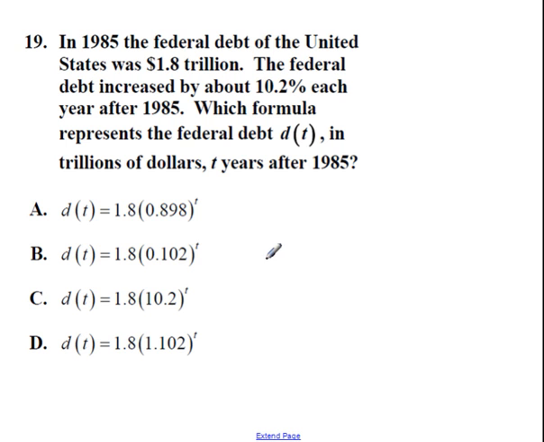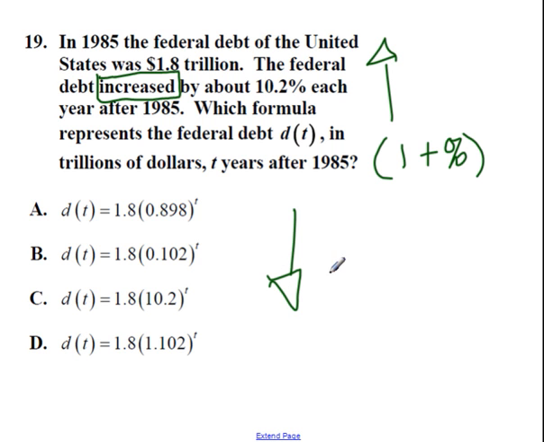Alright, this old guy. We really just need to look in here. Increased. It's going up. If things are increasing, then our inside parentheses is going to be 1 plus whatever that percentage is doing. If it's talking about a decrease, that's going to be 1 minus whatever that percentage is doing. So these guys here that are decimals less than 1, I'm crossing out.